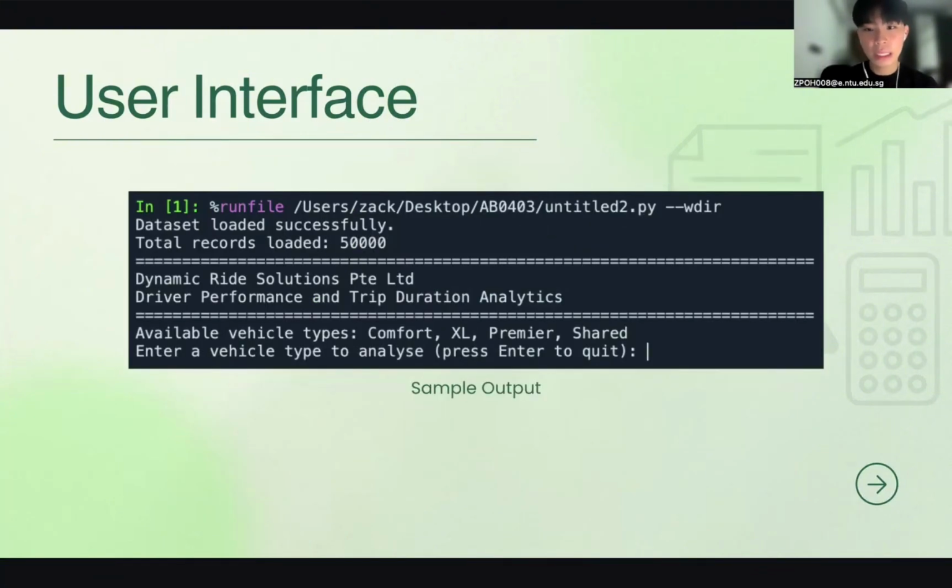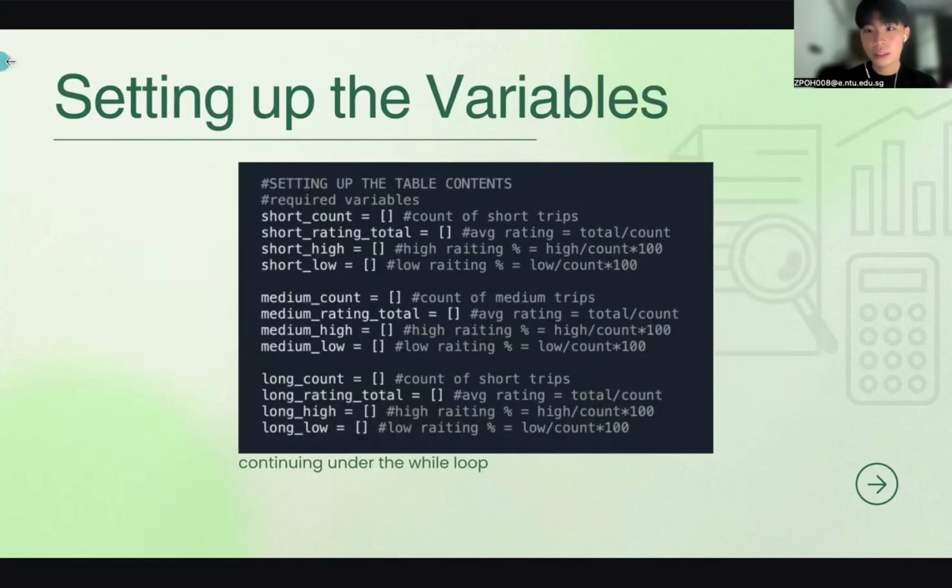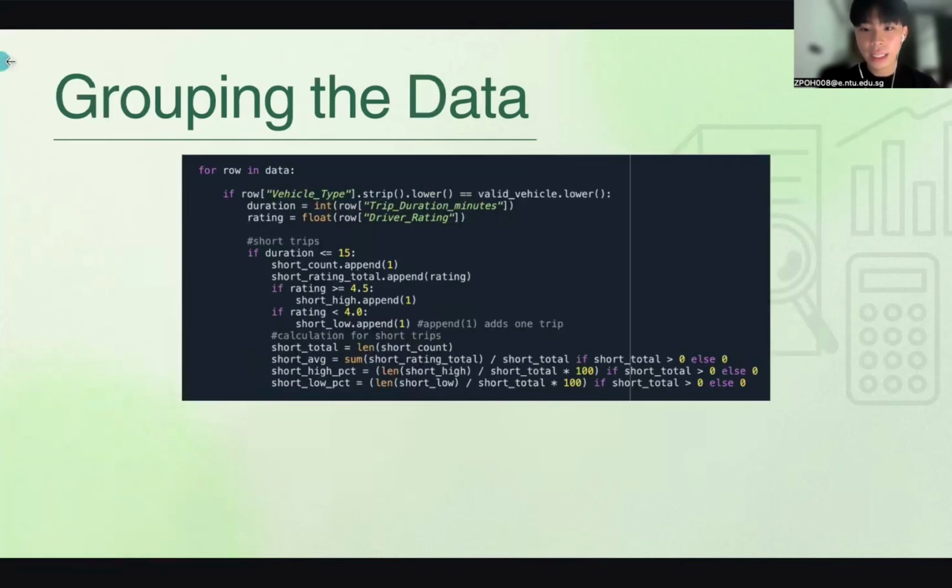Next up, we also have to set up the variables for our analysis. So for this scenario, we'll be using the count, the total ratings, and the number of high and low ratings for each duration category. This will allow us to calculate all the data that we will be displaying. To set these up, we will continue under the while loop and create empty lists for each variable. Next, we will then categorize and group the data into short, medium, and long trips.